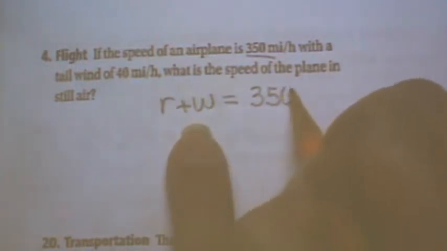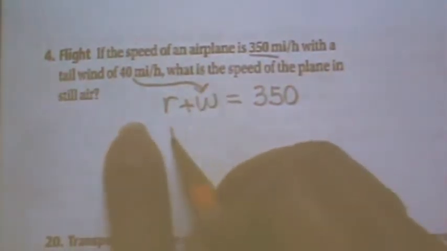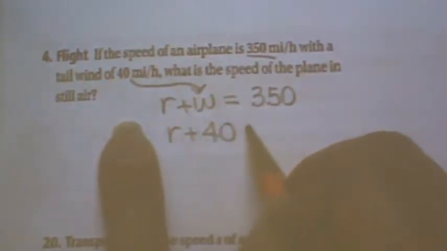Number 4, I want you to think about this for a second. It says, if the speed of an airplane is 350 miles per hour with a tailwind of 40 miles per hour, how fast is the plane going? So what did I say it is? If it's with tailwind, it's R plus W. And what is the R plus W? It's 350. What's your tailwind? It's 40 miles per hour.